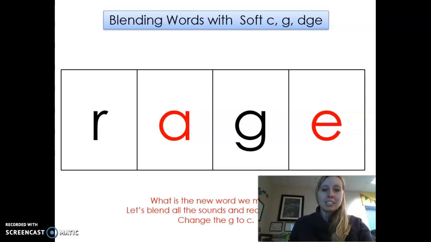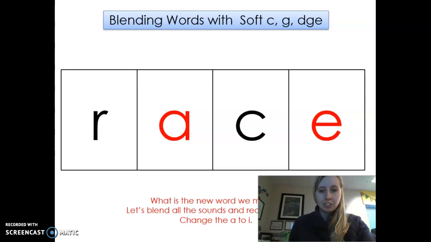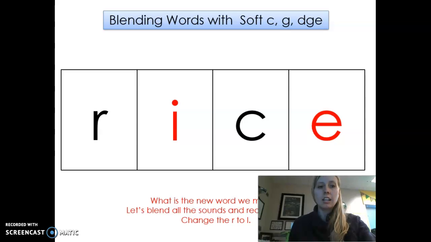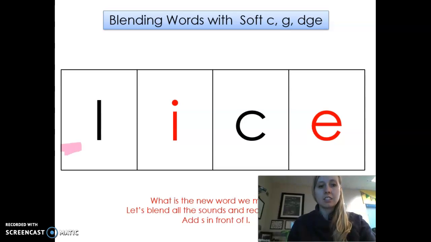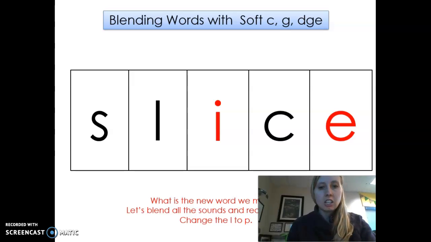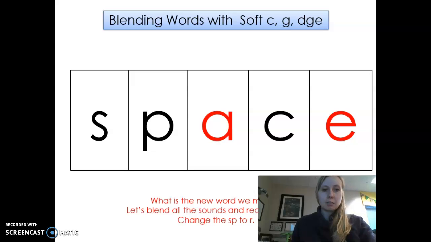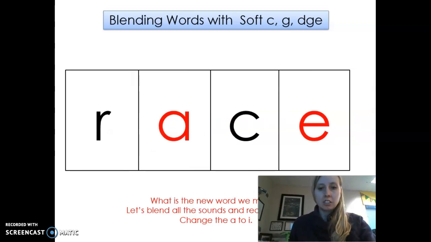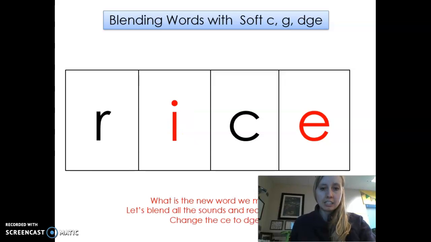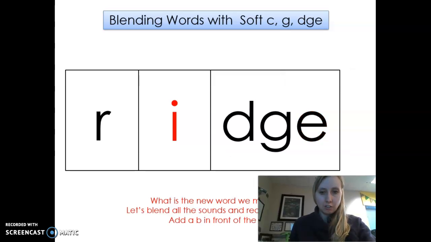Change the j to y. Ray. Change the y to s. Race. Change the a to i. Rice. Change the r to l. Lice. Put an s at the front. Slice. Change the l to p. Spice. Change the i to a. Space. Change the sp to r. Race. Change the a to i. Rice. Change the c to dge. Ridge. Add a b in front. Bridge.